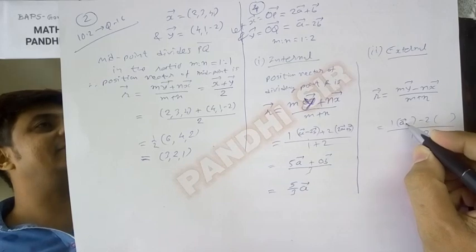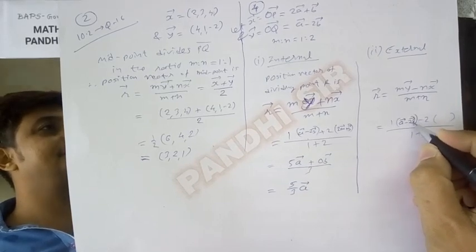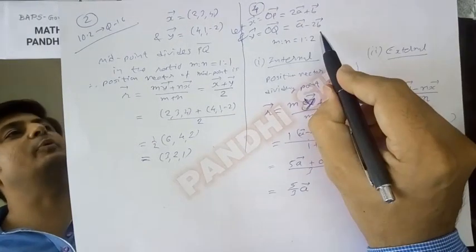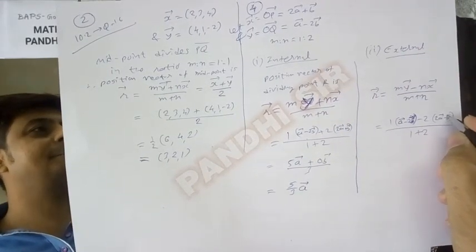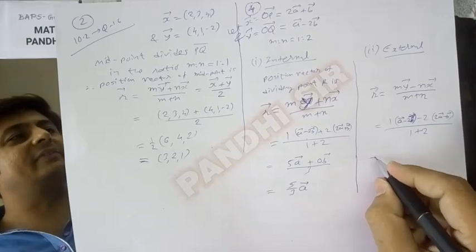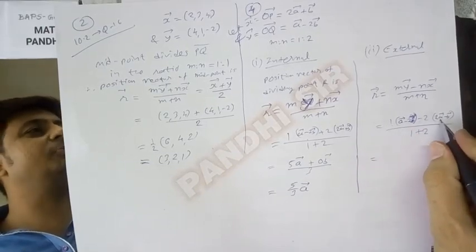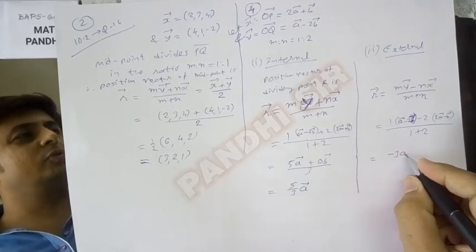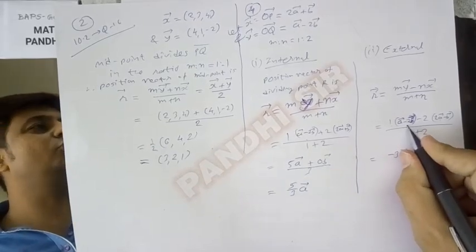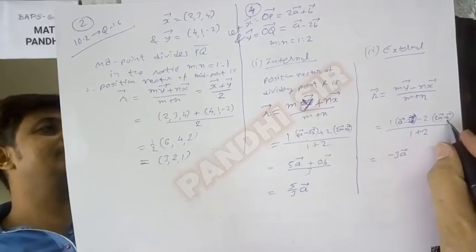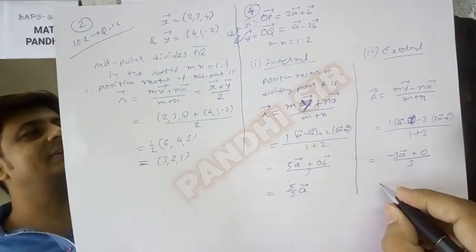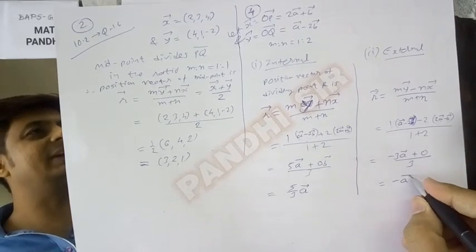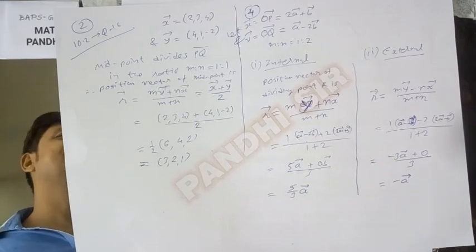End point पहले लिखना है इस फॉर्मूला में. ये हमारा एंड पॉइंट, ये हो गया स्टार्टिंग पॉइंट. This time it is minus, so it is a minus 4a, so minus 3a, minus 2b plus 2b, it is 0 upon 3, so it is minus of a, minus of a. Ready?